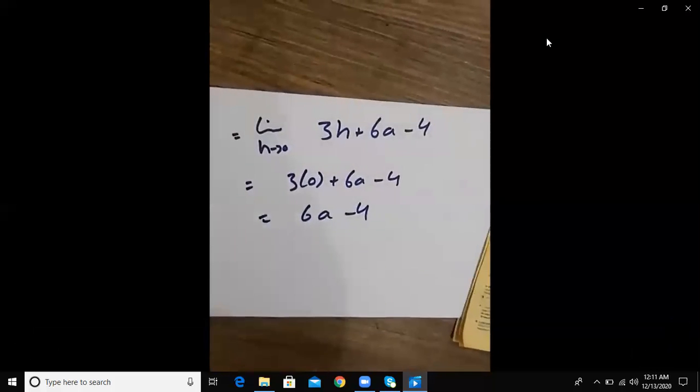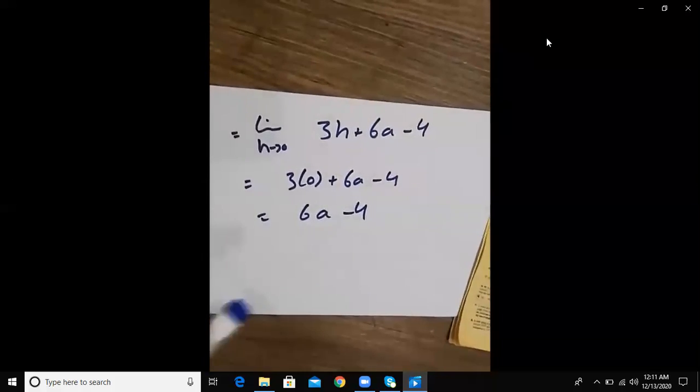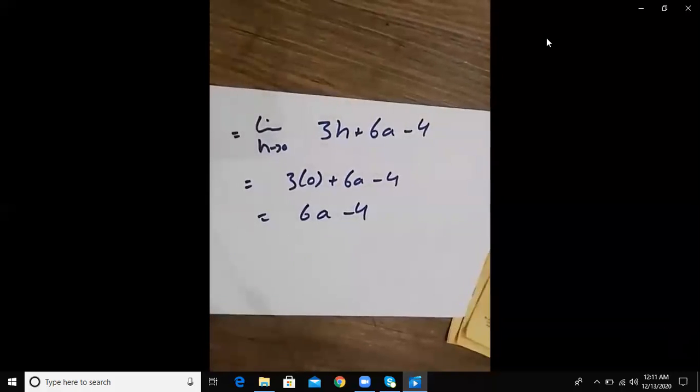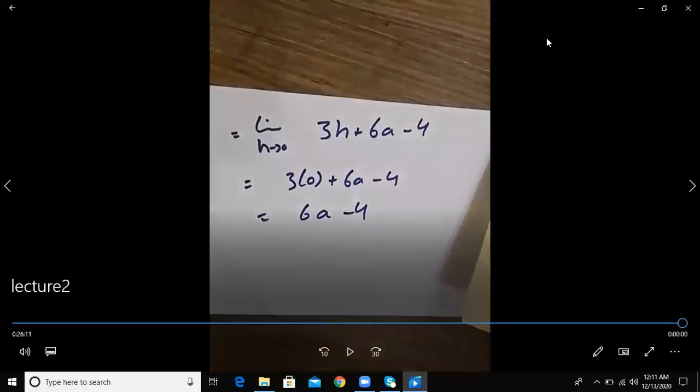This is how we can find the derivative of a function. So this is enough for today. In our lecture, we have learned what the derivative is as the slope of the tangent line.